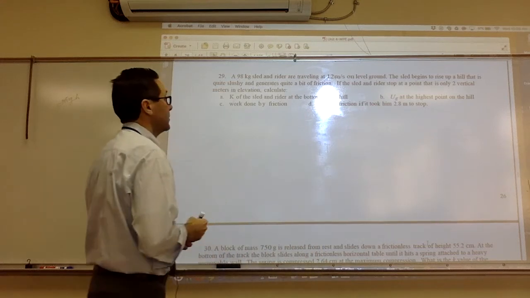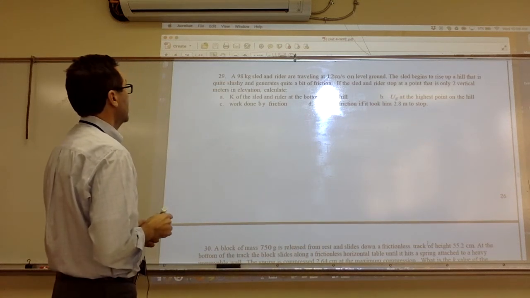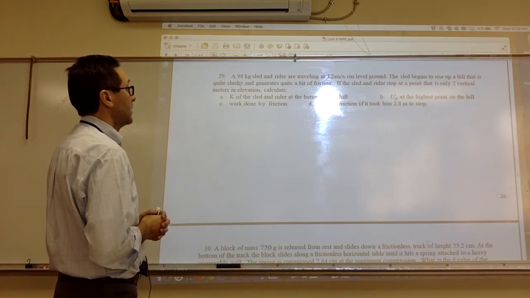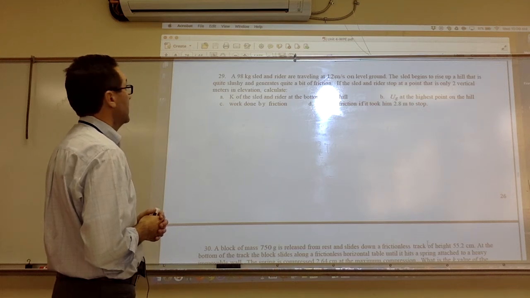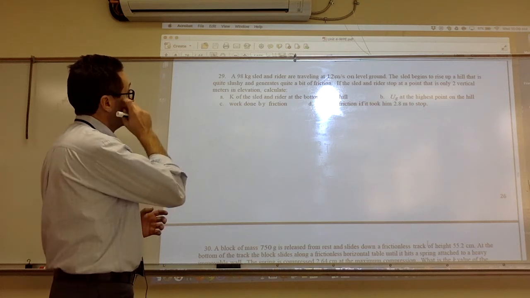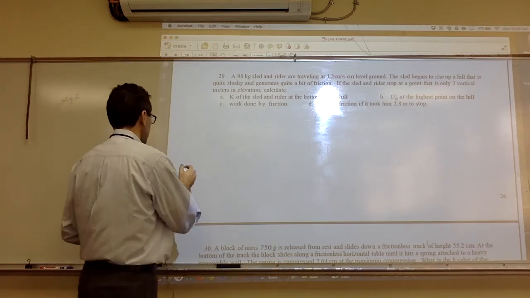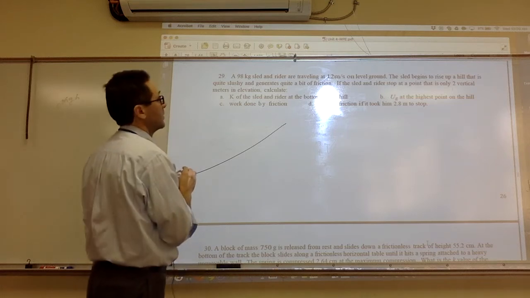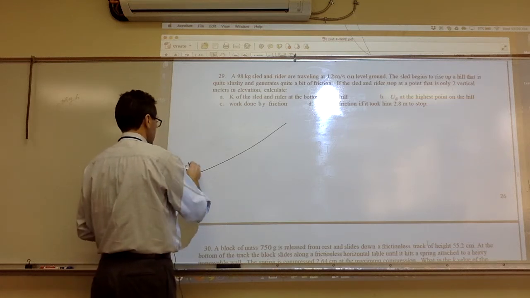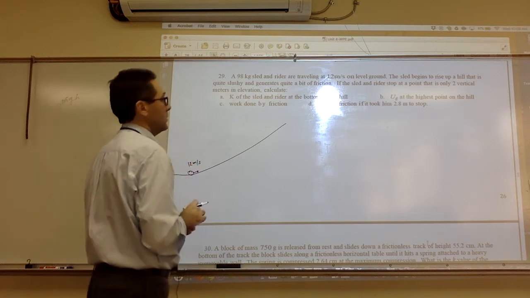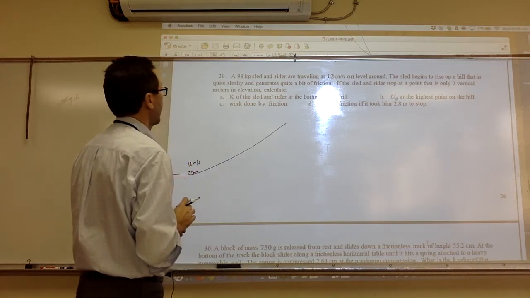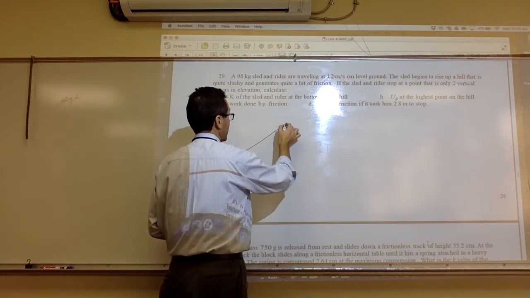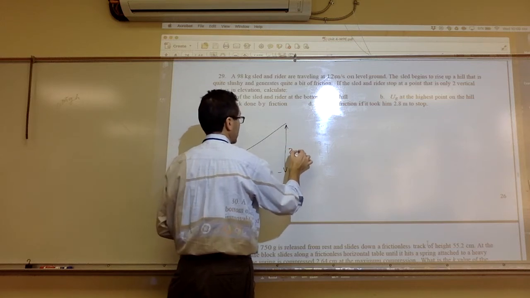Okay, let's look at 29. A 98 kilogram sled and rider are traveling at 12 meters per second on level ground. The sled begins to rise up a hill that is quite slushy and generates a bit of friction. So basically we're like this. At the bottom here, the velocity is 12 meters per second. Here they're going to move a distance of 2 meters in height.